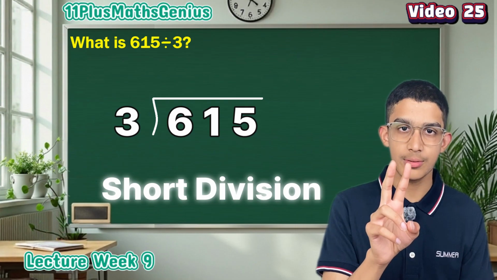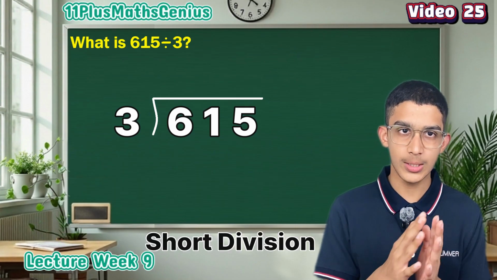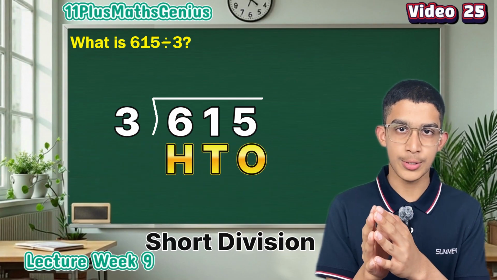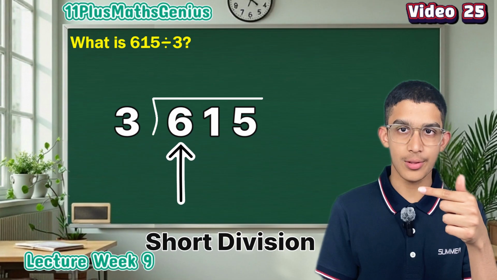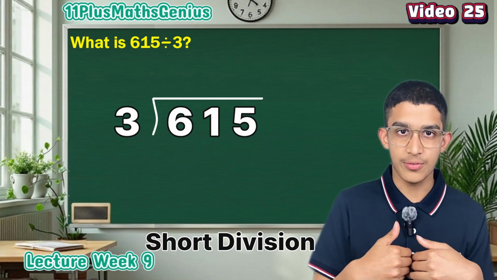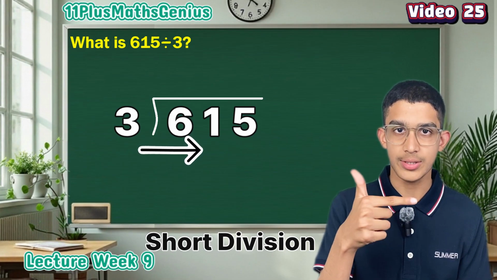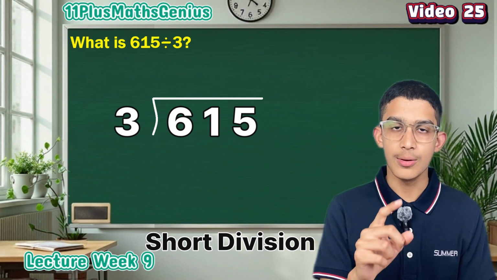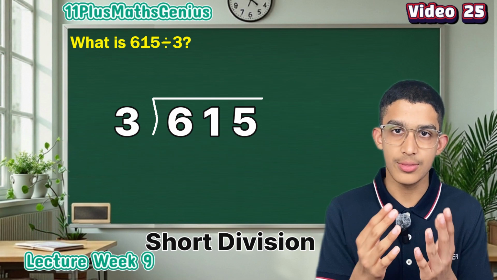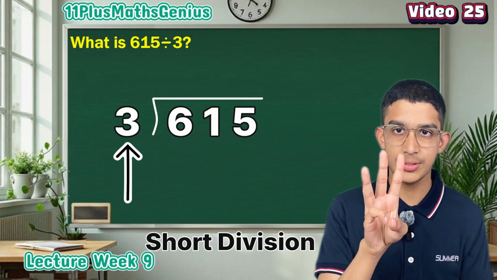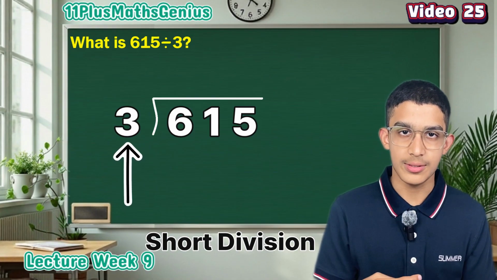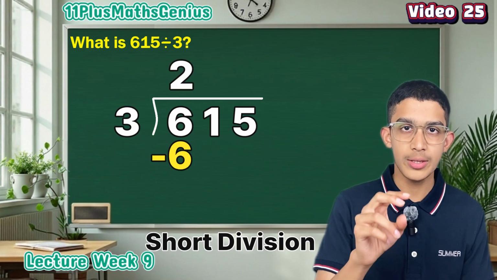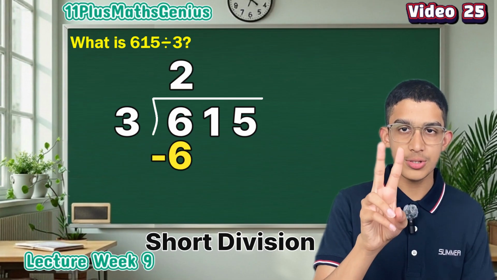Step 2. We partition the big number into hundreds, tens, and ones and divide the left digit first. Then we move on to the next digit, right. When the divisor is 1 digit, we take 1 digit at a time. In this case, 3 is a 1 digit, so we divide 6 first. So 6 divided by 3 equals 2. We put 2 on top.